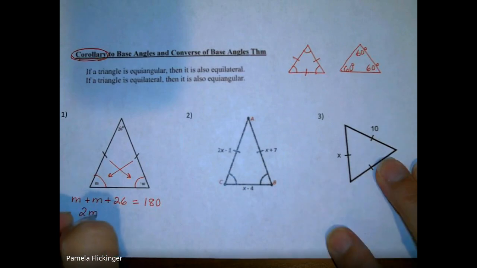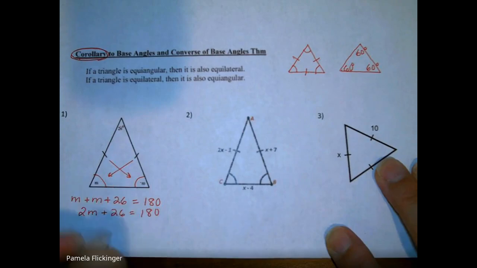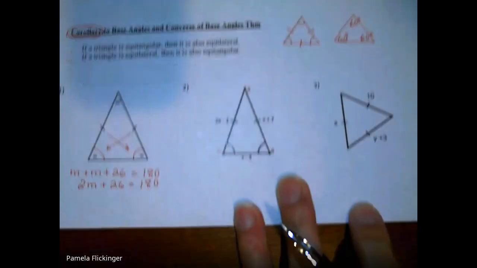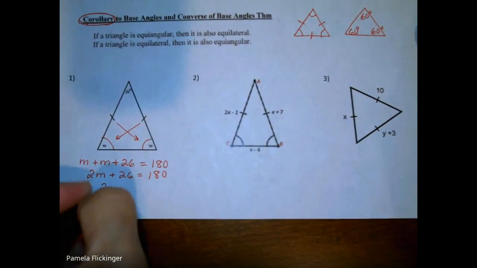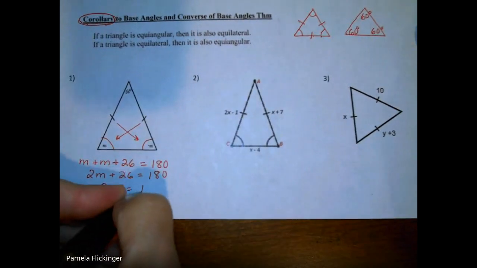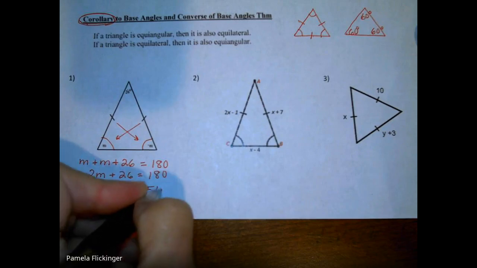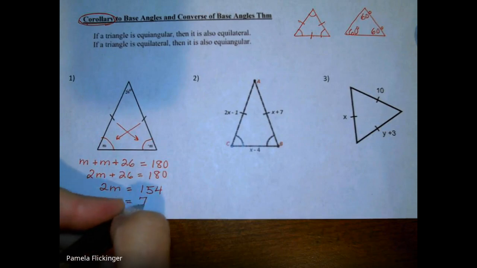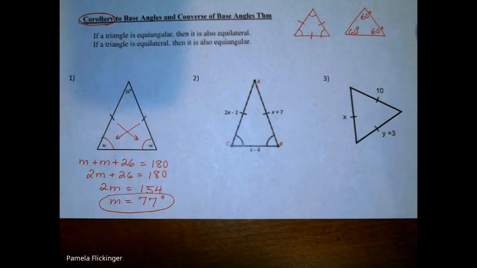So we've got 2M plus 26 equals 180. If I subtract 26, I'm going to get 154. And then divide by 2, we're going to end up with 77. So M would be 77 degrees.